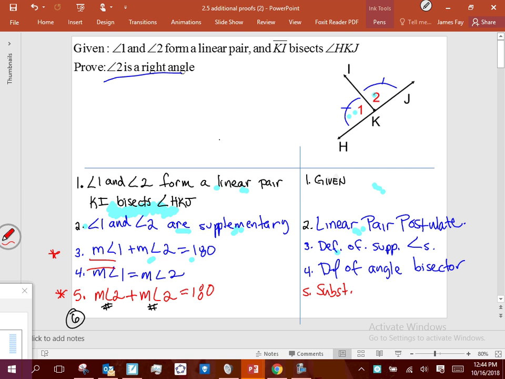So if it was x plus x equals 180, how would you rewrite that? You rewrite it as 2x, wouldn't you? 2x equals 180. So if it's measure of angle 2 plus measure of angle 2, aren't you going to rewrite that as 2 measure of angle 2s equal 180? All right, and I'm going to call it combined like terms. Distributive property if you want.